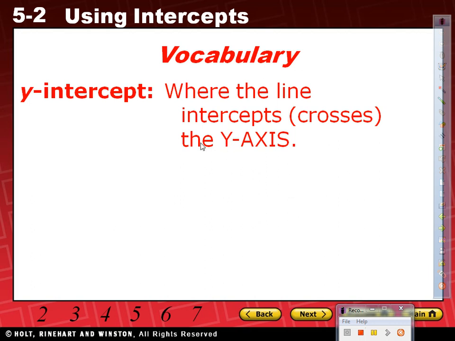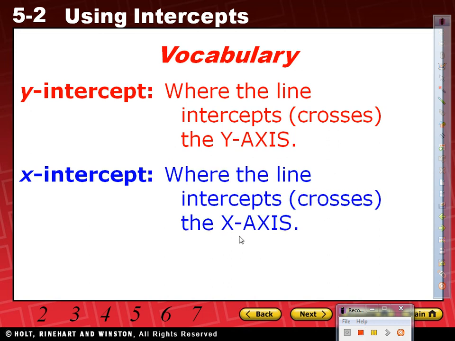Next term, write this down. So if the y-intercept is where the line intercepts the y-axis, what is the x-intercept? Where the line intercepts the x-axis. X-intercept, where the line intercepts the x-axis.